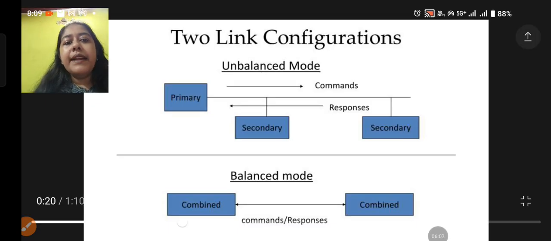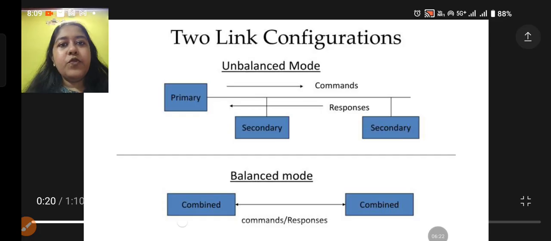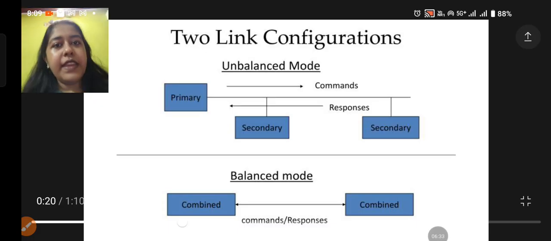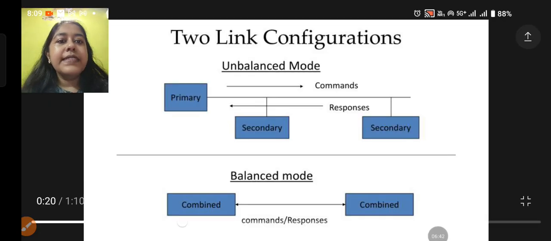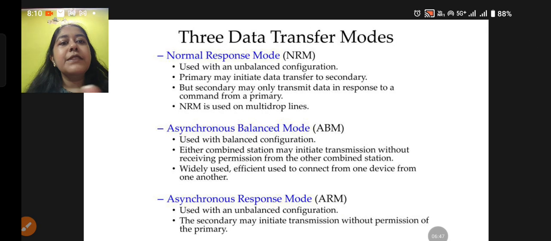Here the commands and responses are going on simultaneously. But why is the other one an unbalanced mode? Since the primary station is linked with all the secondary stations individually with a logical link, the command goes to one particular station and the response comes back from that station. So this one is an unbalanced mode, but when we are talking about a balanced mode, the thing is combined. Here you can see the combination of both the command and response going on simultaneously. So these are basically the two types.